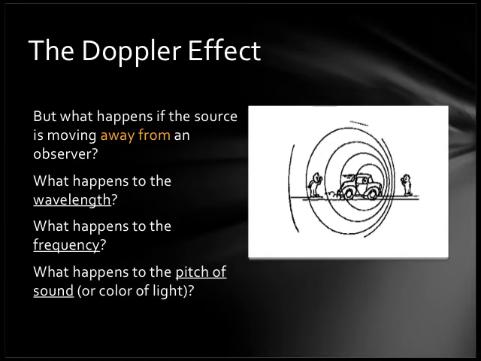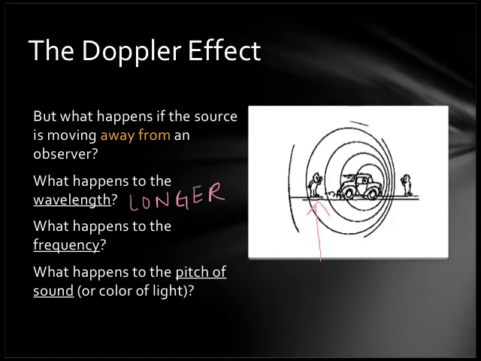So Doppler effect. What happens if the source is moving away from the observer? Okay, so that's going to be this guy. He's moving away from him. So what do you notice about the wavelengths? Since he's behind and the car is moving away, the wavelengths are getting longer.